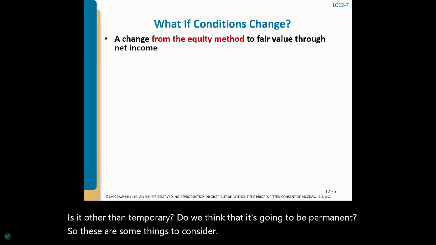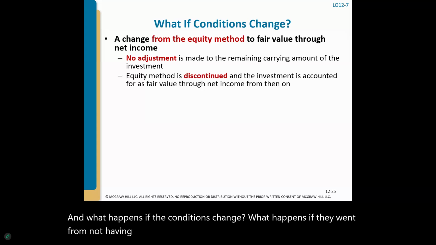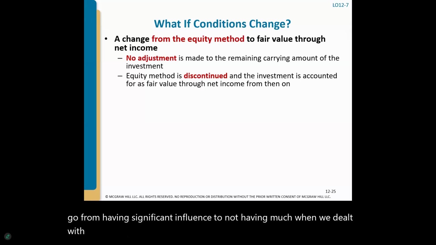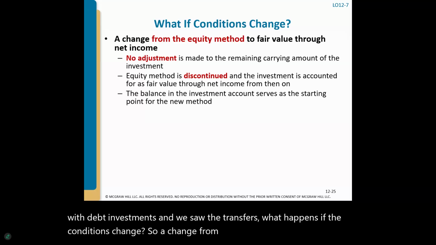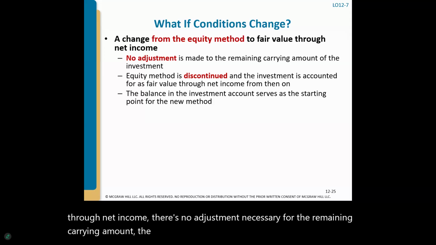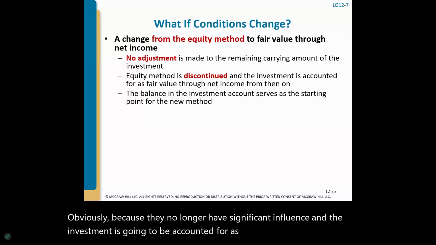And then what happens if the conditions change? What happens if they went from not having significant influence to now having significant influence, or from having significant influence to not having it, much like when we dealt with debt investments and we saw the transfers? A change from the equity method to fair value through net income has no adjustment necessary for the remaining carrying amount. The equity method is going to be discontinued, obviously, because they no longer have significant influence, and the investment is going to be accounted for as fair value through net income from then on.